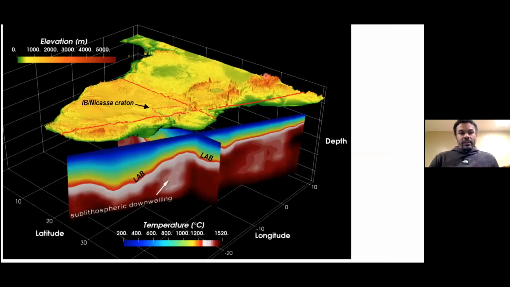But if we look at a larger, continental scale, we also map a similar pattern of downwelling in the southern part of the Tanzanian craton. But we don't have a trigger force like in northern Tanzania.